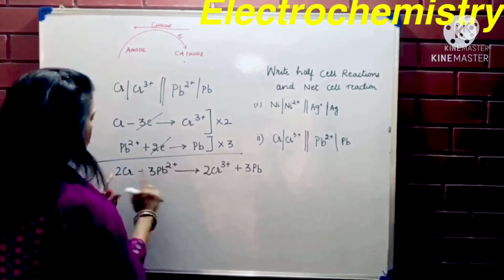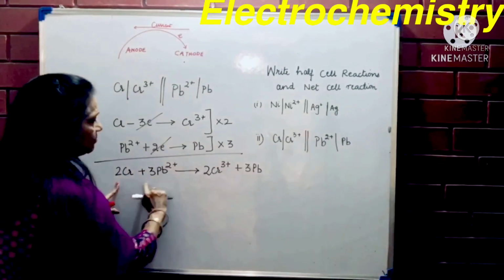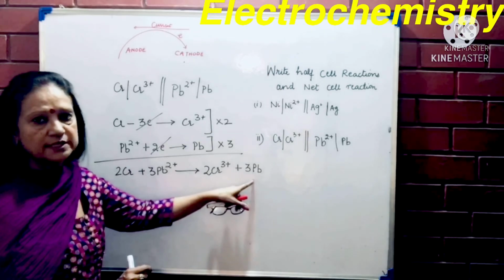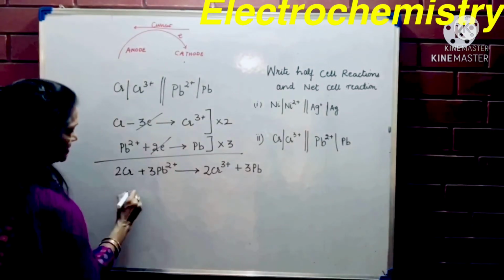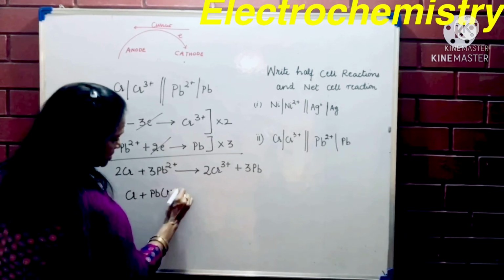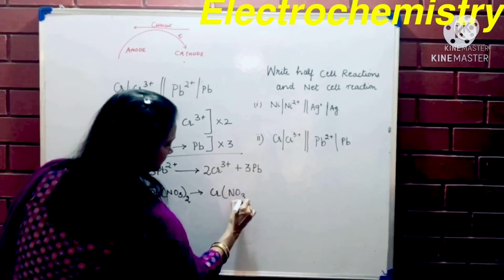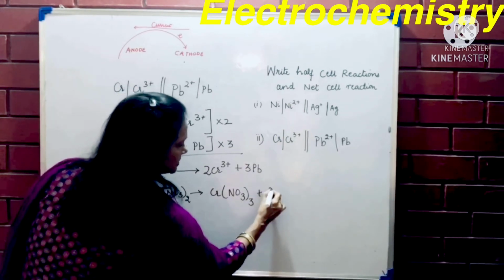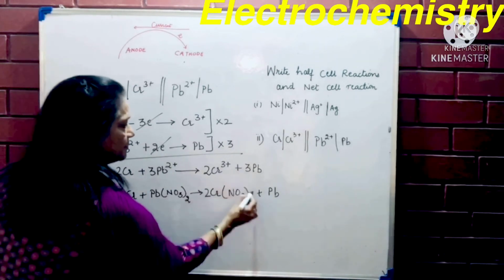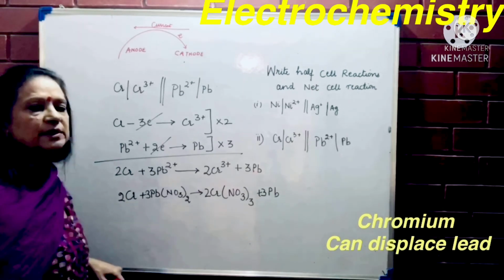Same thing, chromium is higher than lead in the activity series. Chromium is able to displace a lead salt and change it into lead, right? This can again be as chromium is reacting with supposing lead nitrate solution and changing into chromium nitrate plus lead. So when you balance the equation, you will get the same numbers as you have written above and the equation will be balanced.